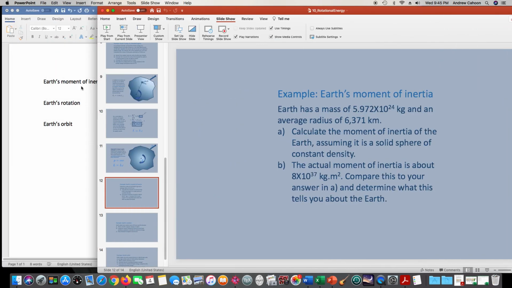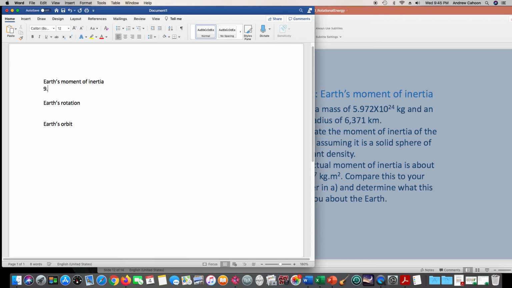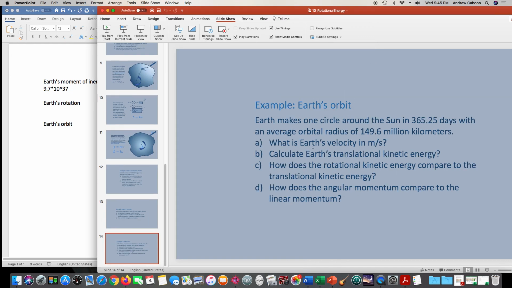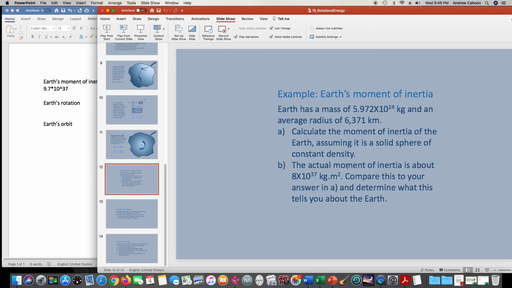So let me write that answer down here. 9.7 times 10 raised to the 37. That's the Earth's moment of inertia according to the calculation. The actual measured moment of inertia of the Earth is 8 times 10 to the 37 kilograms meters squared. So this is what we got from the formula. This is a little bit smaller.